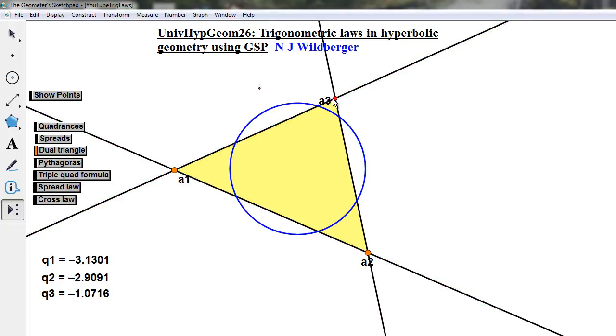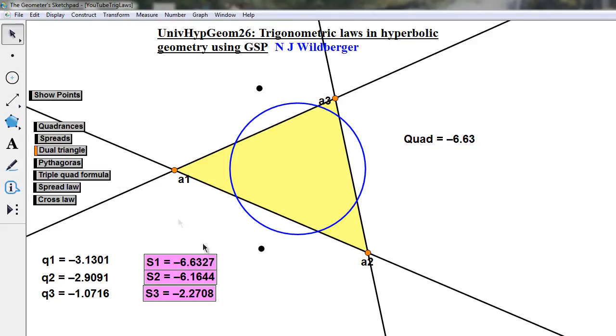If I click on A1 and A3, I get this point here, which is the dual of this line. If I click A1 and A2, I get this point here, which is the dual of this line. And now if I go to the quadrance tool again and find the quadrance between this point and this point, we see that it's the same as the spread S1 between the two lines that meet at A1.